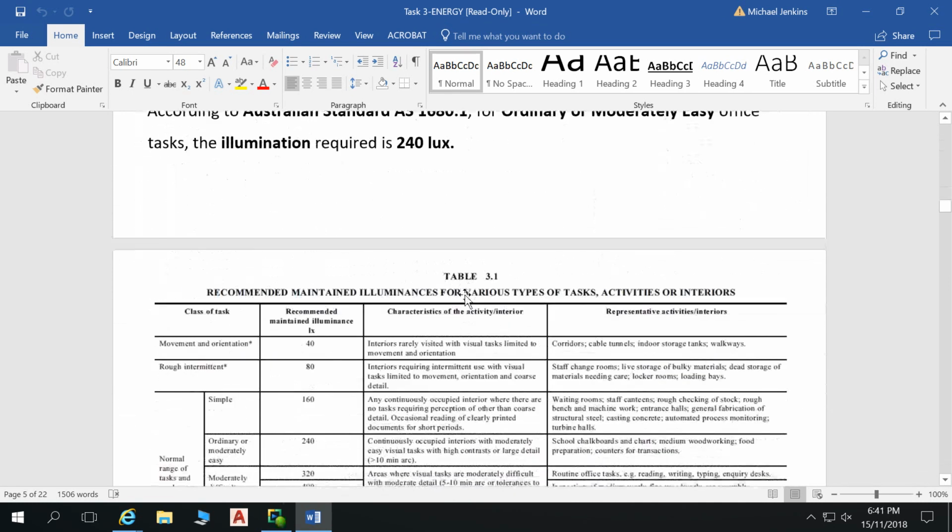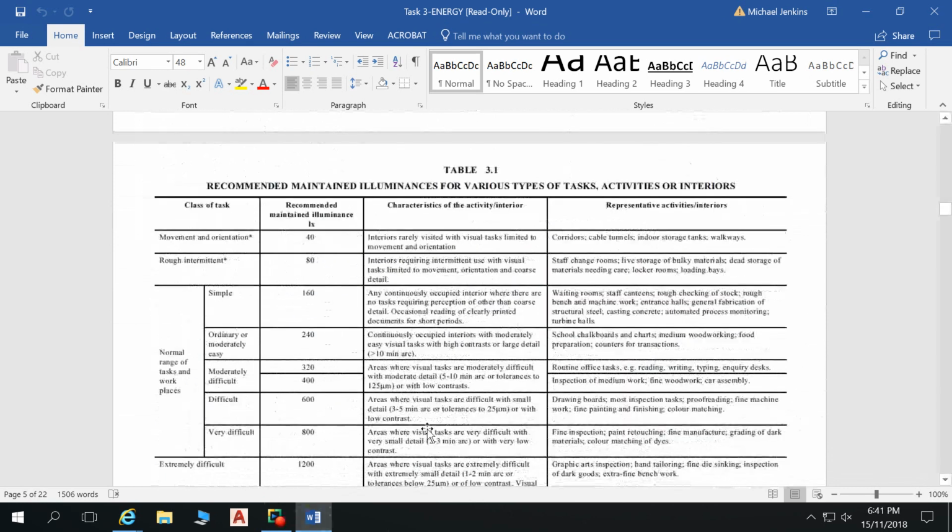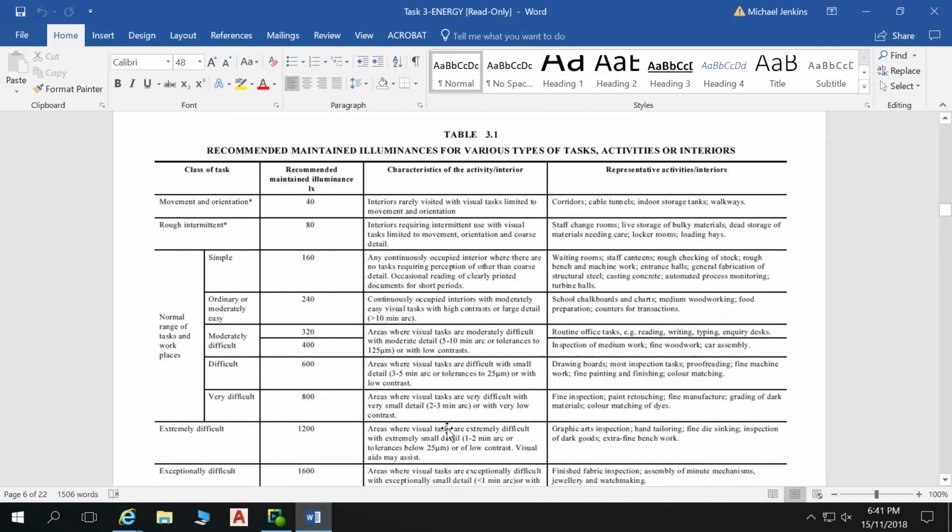So the Australian Standard 1680.1 sets out a table for the lighting requirements for various different areas. So movement and orientation: interior is rarely visited with visual tasks limited to movement and orientation. So let's say a fire isolated stairway, for example, corridors, cable tunnels, indoor storage tanks, walkways, these types of things where we're moving from one place to another. Rough intermittent: so staff change rooms, live storage of bulky materials, dead storage of materials needing care, locker rooms, etc.